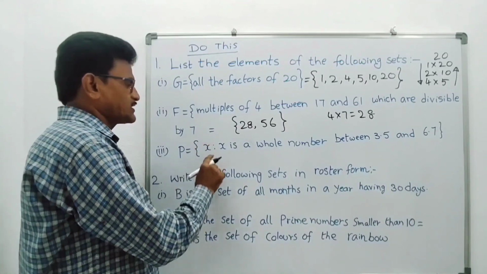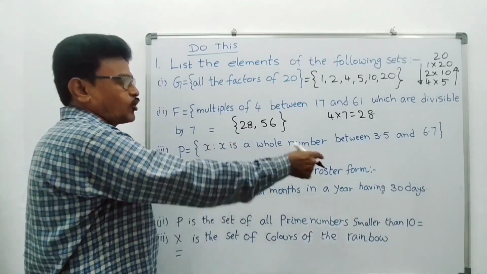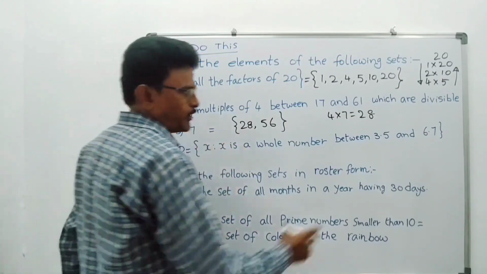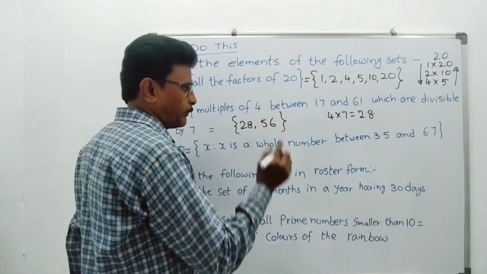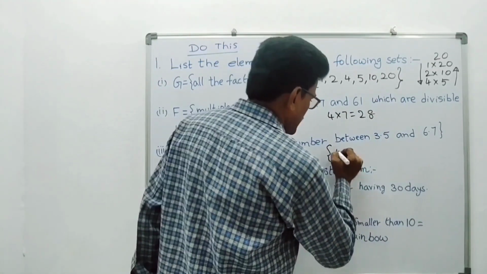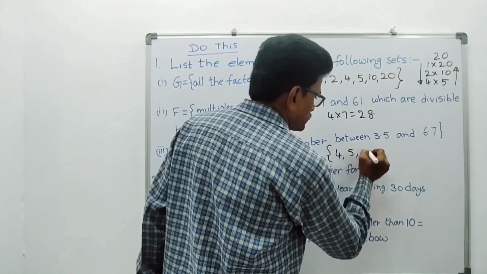Now P, that is the set. X is such that X is a whole number between 3.5 and 6.7. So between these two we have to write the whole numbers. So what are those numbers? After 3.5 we are getting 4. Next 5. Next 6.